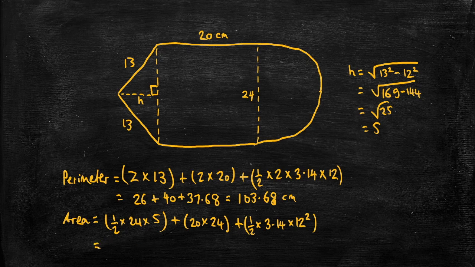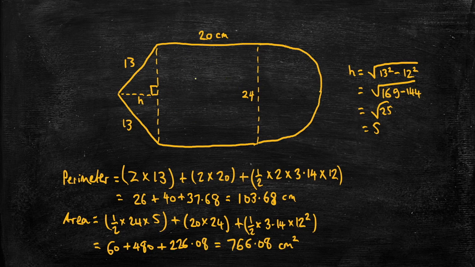If I calculate that all out, I get 60 for the triangle piece, and then 480 for the rectangle piece, and for the semicircle I get 226.08, and in total that comes to 766.08 square centimeters.